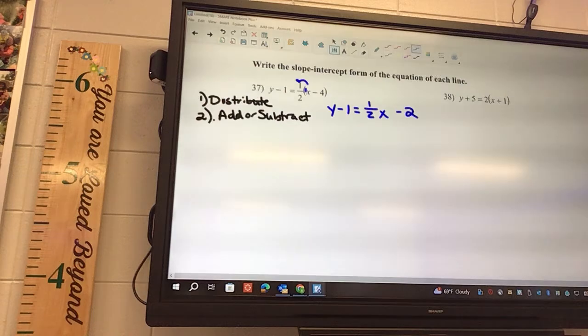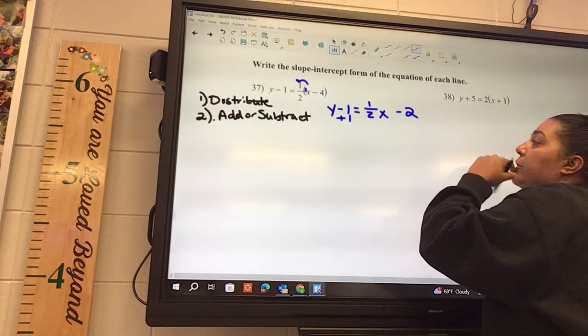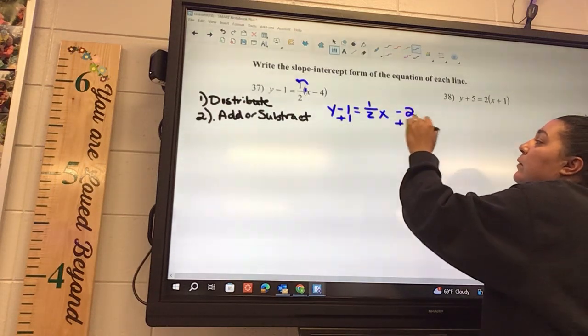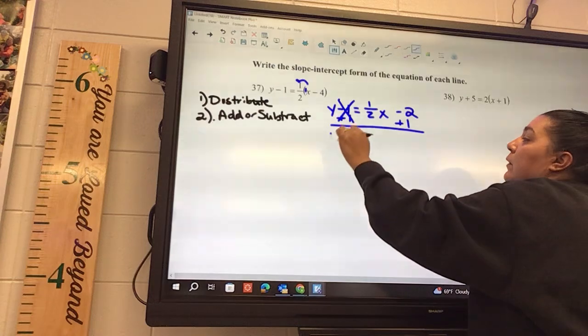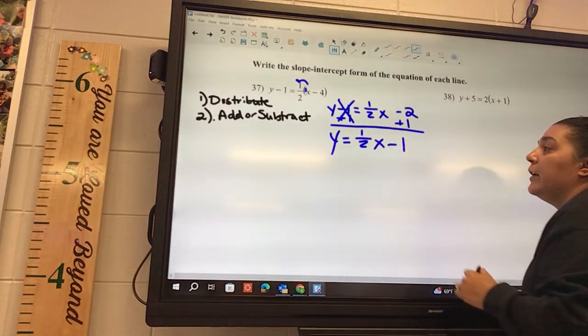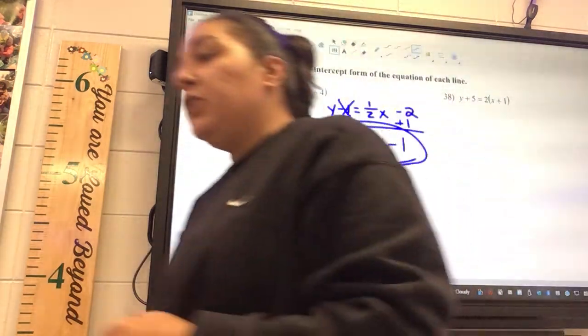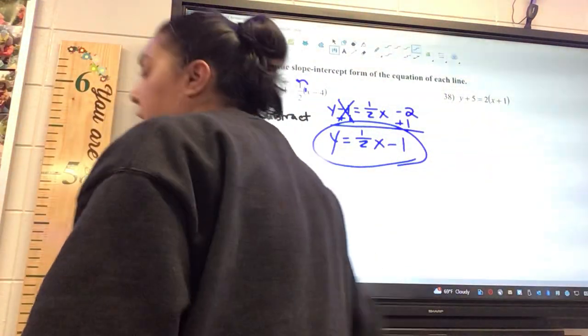Okay, and then are we going to add or subtract? I need to move the 1, so we're going to add 1. Who does he go with, the 1/2 or the 2? The 2. So we get y equals 1/2 x minus 1. Okay, the rest of the sheet is for you guys to do. Your whole sheet should be done by today.